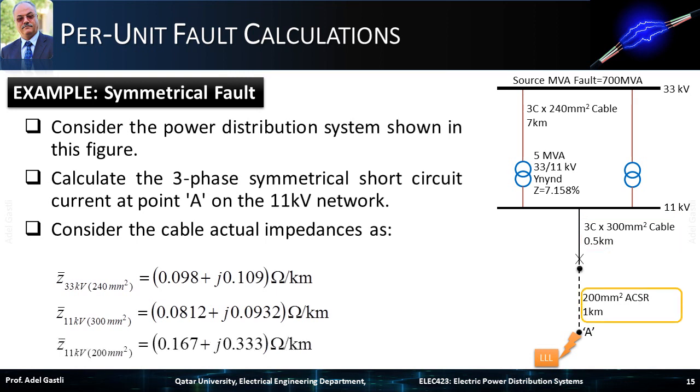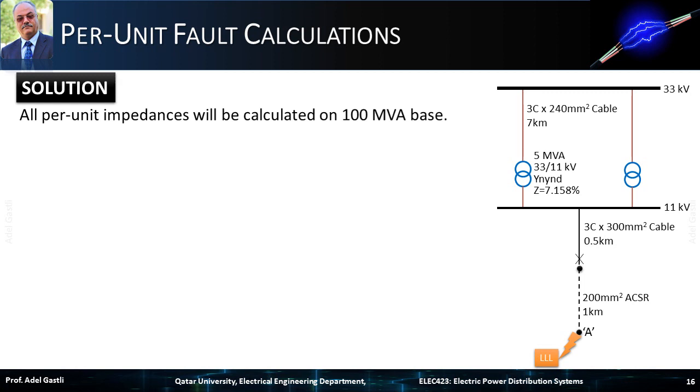And this is the linear impedance of the 11 kV cable with 200 mm² cross-section area. All per unit impedances will be calculated on 100 MVA base. We can select any value for the base power, but a value of 100 MVA is usually selected because it simplifies the calculation, when we multiply or divide by 100.